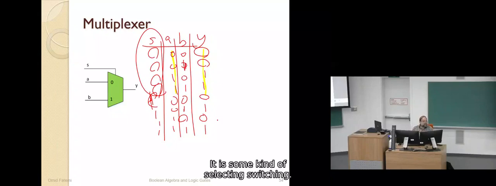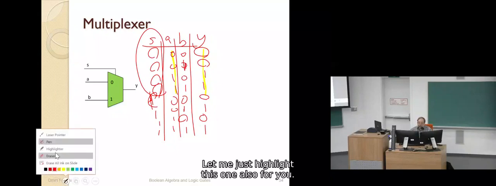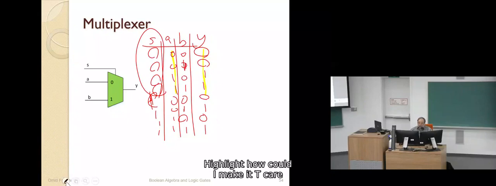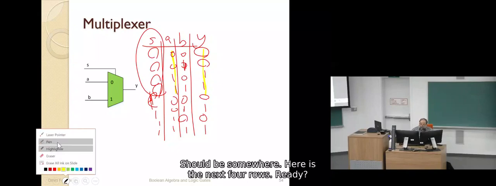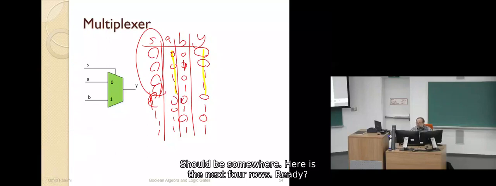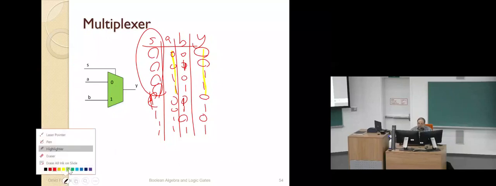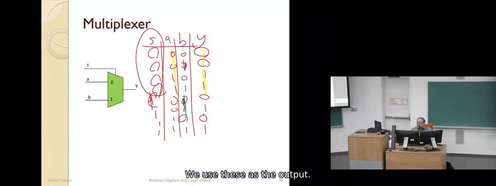It is some kind of selecting, switching. It's like a case. Let me just highlight this one also for you. Here are the next 4 rows. Red is bad. Okay. We use this as the output.